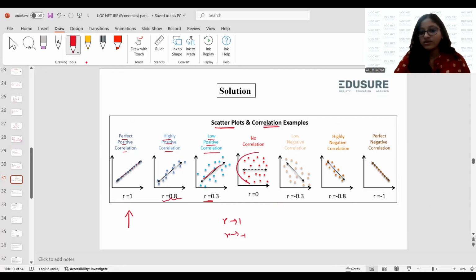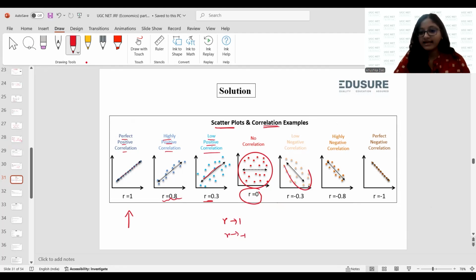So if you cannot find out any kind of pattern, if they are scattered here and there, the correlation coefficient will be exactly 0. So a scatter plot will help you find out the correlation just by looking at it visually, and Pearson's correlation coefficient numerically helps you find out the correlation, right?